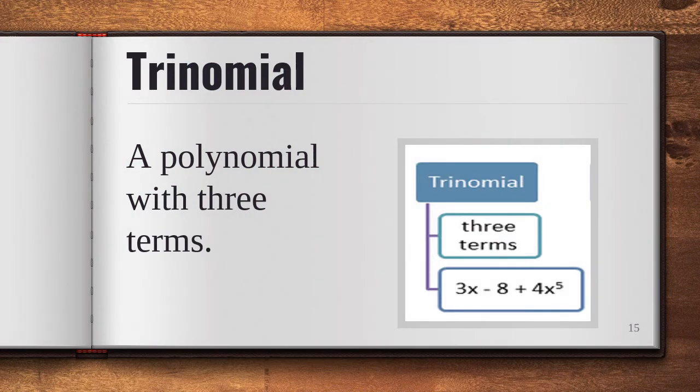Next, we have trinomial. When we say trinomial, tri means 3. A polynomial with 3 terms. So example, we have 3x minus 8 plus 4x raised to the power of 5, wherein we have 3 terms. The first one is 3x, the second one is negative 8, the third one is 4x raised to 5.